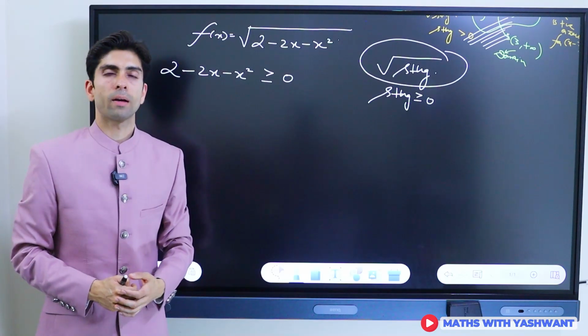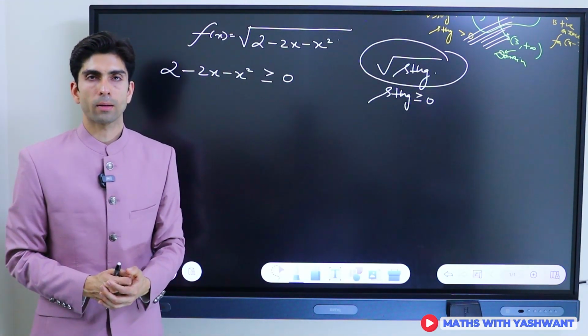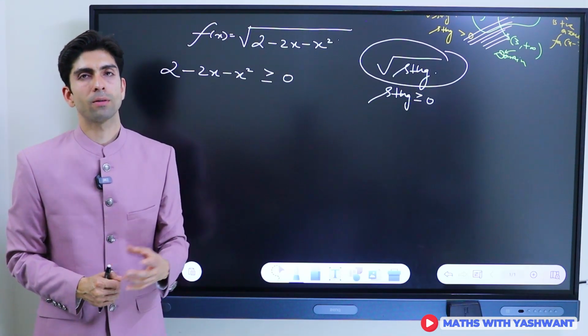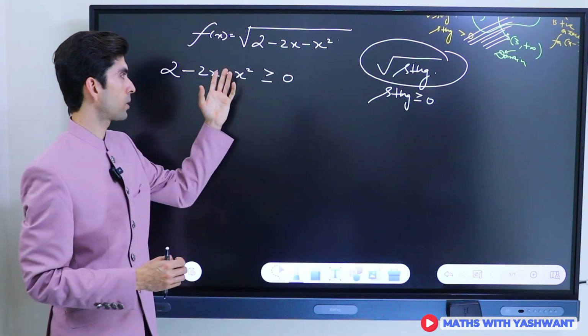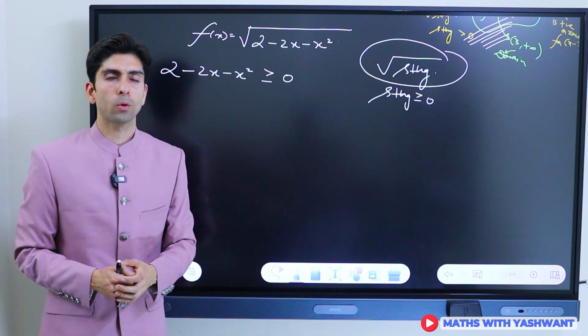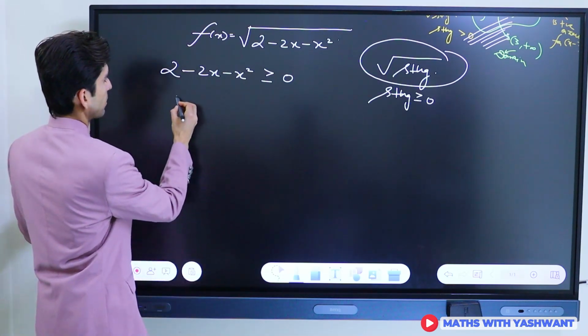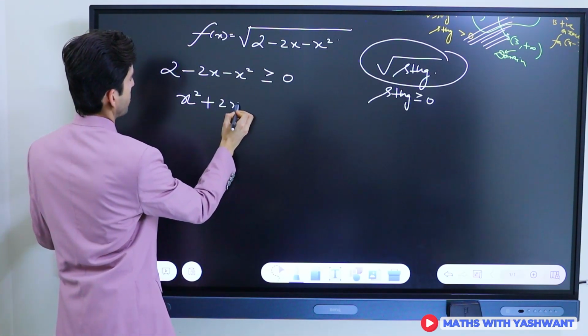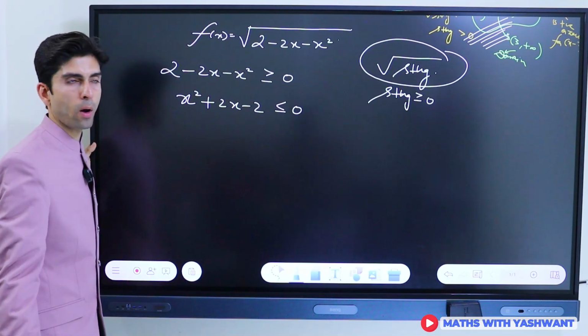It is advisable that whenever you come across quadratic inequalities, you make sure that the coefficient of the highest power of the variable, which in this case is x square, is positive. So if it is negative, you can multiply it with a negative 1. When we multiply any inequality by a negative number, we change the sign of inequality. So let's do that. We have x square plus 2x minus 2 less than or equal to 0 once we multiply the above inequality by a negative 1.